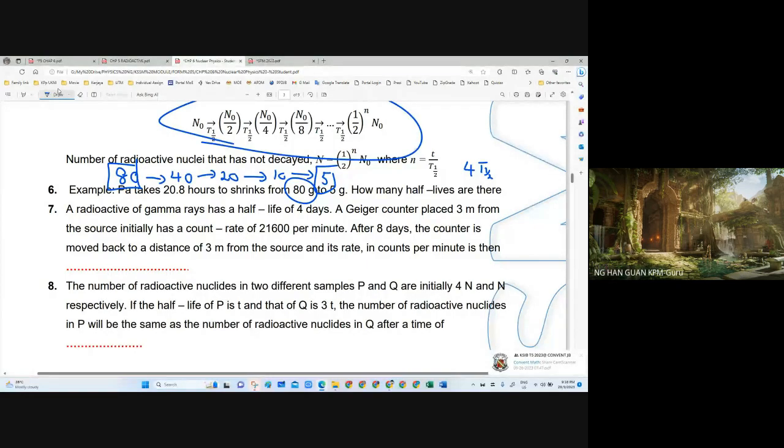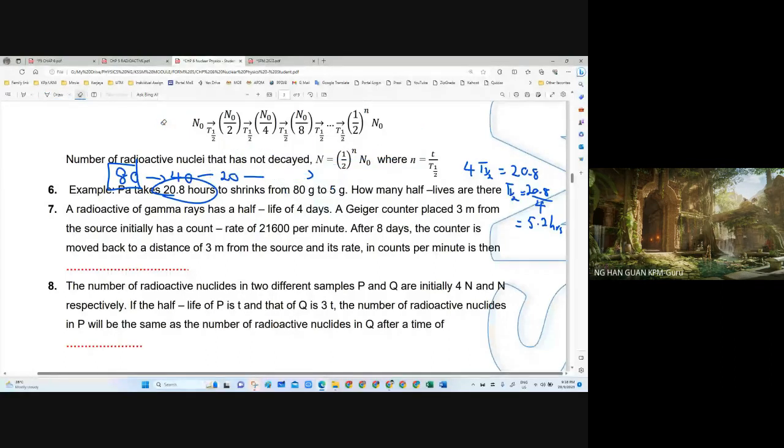But anyway, it gives you the hours here. So these 4 half-lives are equal to 20.8 hours. So my question is incomplete here, and I should ask you how long is a half-life. So from here, your half-life will be 20.8 divided by 4. Just use the calculator. You will get 5.2 hours.